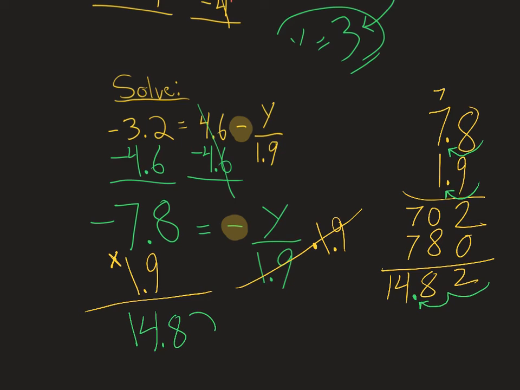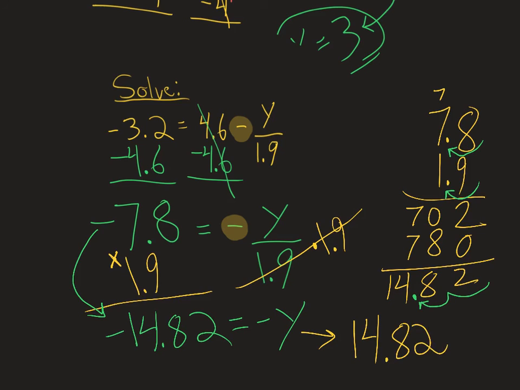Did you forget about that sign? Don't forget, single negative goes to the answer. And it doesn't equal y, it equals negative y, which we already saw earlier how to fix. We've got to flip the sign on both sides, which means it's positive 14.82 equals positive y. And there you go.